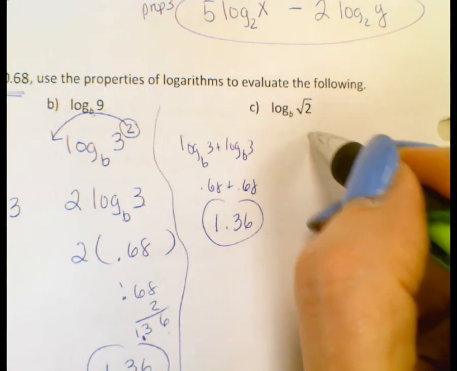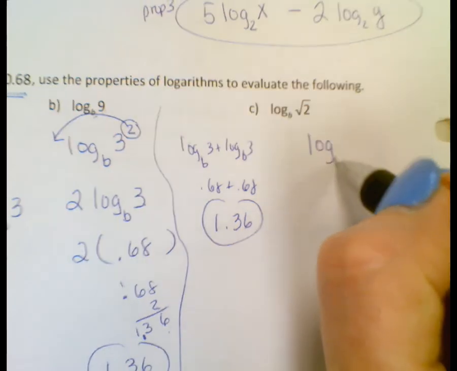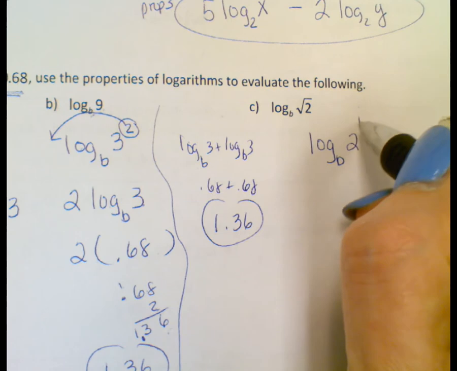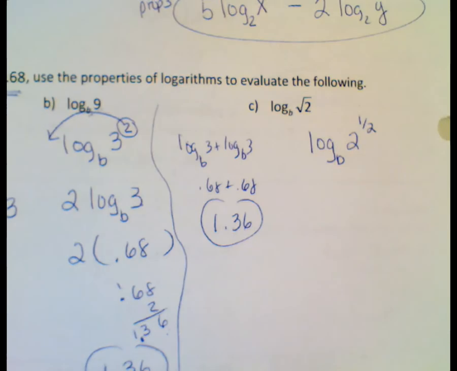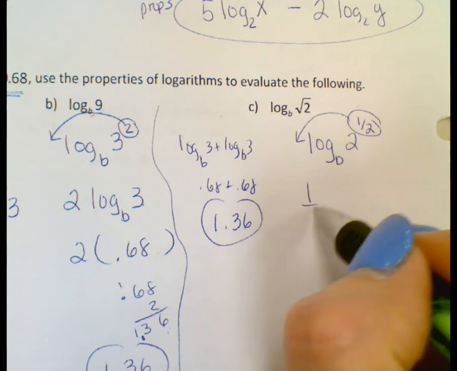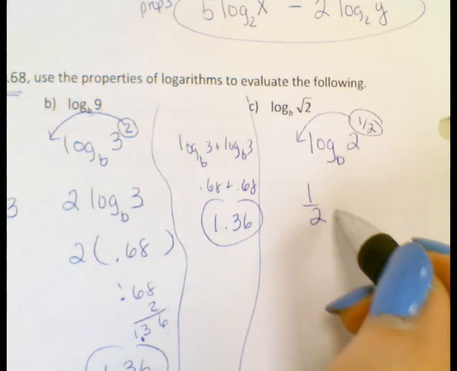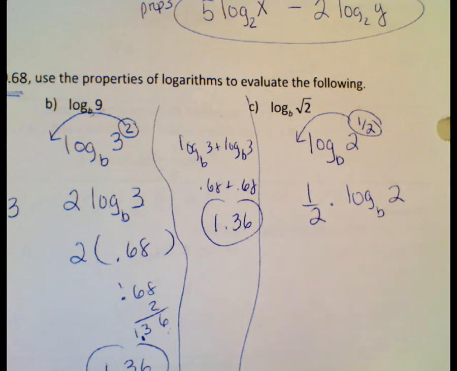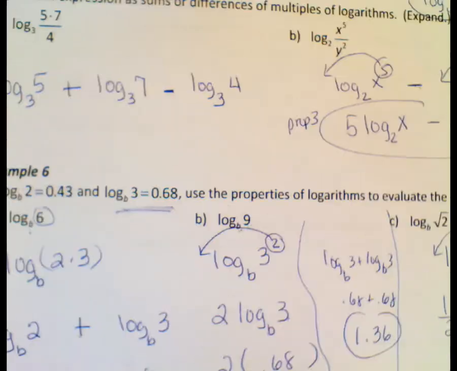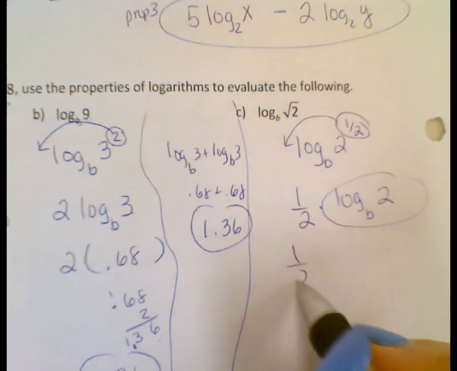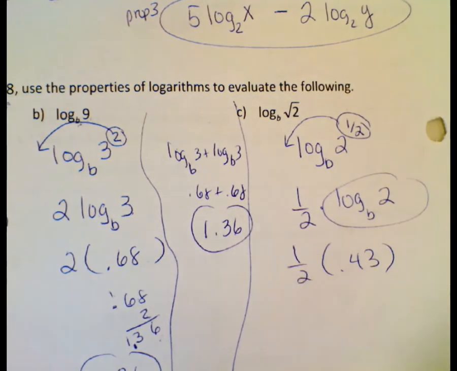So this one, let's write square root of 2 as 2 to the 1/2. That's what square root of 2 is. Then we're going to release this out front using the power property. So it's 1/2 times log base b of 2. What is log base b of 2? It's right here. It's 0.43. So it's going to be 1/2 of 0.43. And what is 1/2 of 0.43?